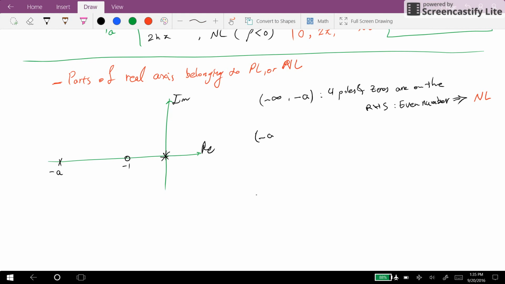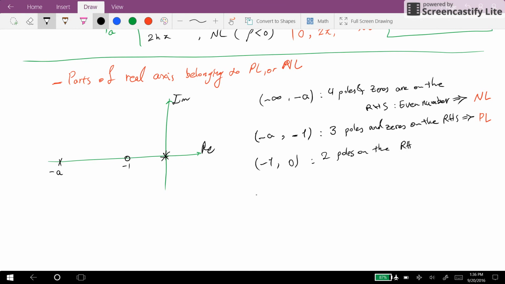Then from -a till -1, we have 2 poles at origin and 1 zero at -1. So we have 3 poles and zeros on the right hand side of any test point. And 3 is an odd number, so this belongs to the positive locus. From -1 until 0, we have only 2 poles on the right hand side of the test point. 2 is an even number, so this section belongs to the negative locus.